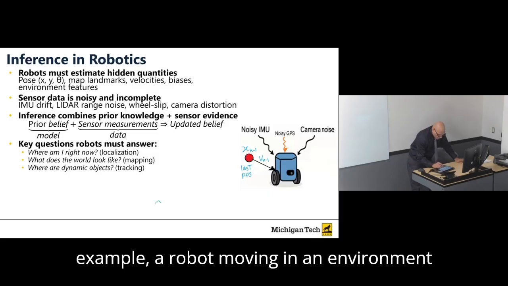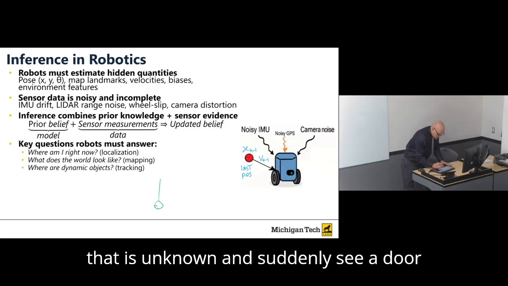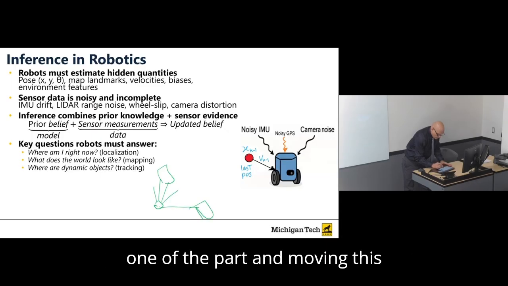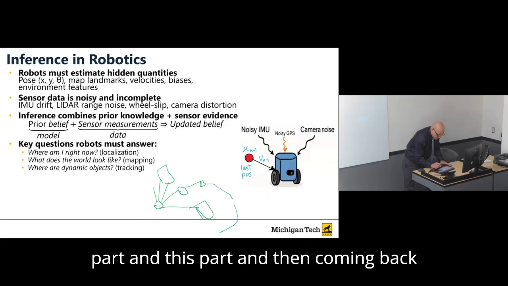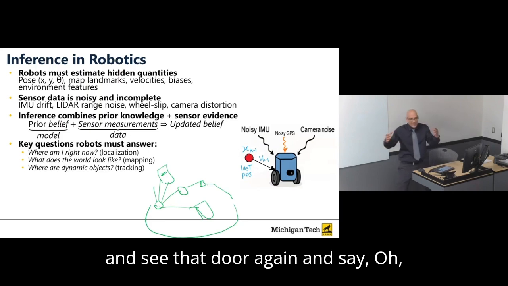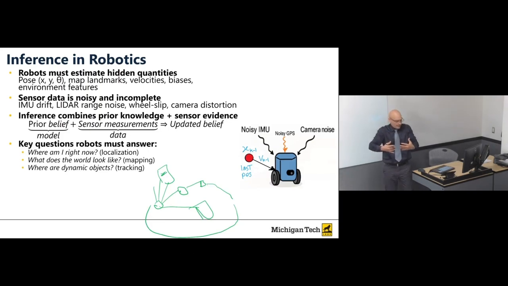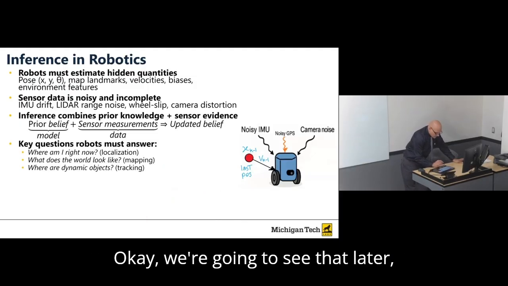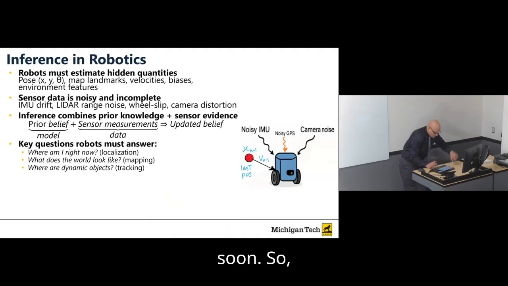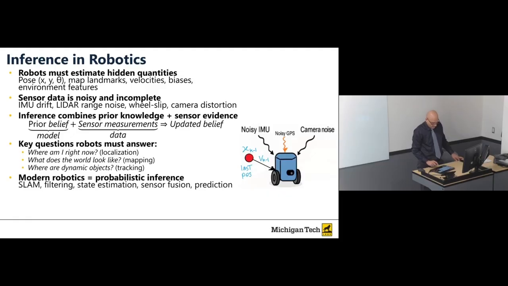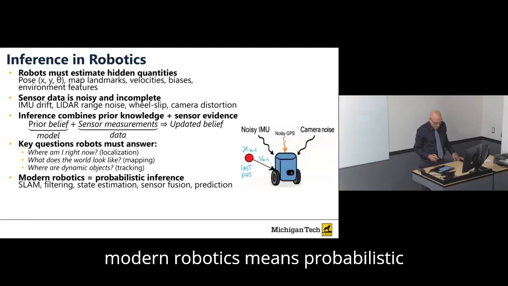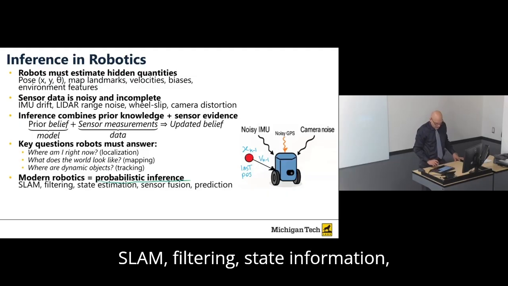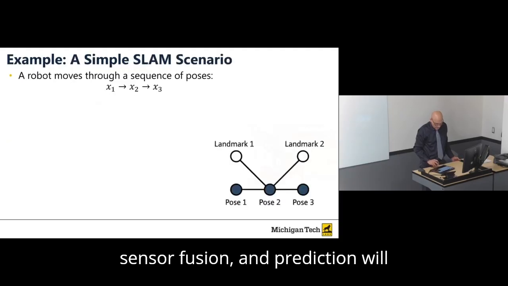So for example, a robot moving in an unknown environment suddenly sees a door here. Consider that as one part, and moving to this part and this part, and then coming back and seeing that door again and saying, oh okay, connect everything together. That becomes a map. This is called SLAM. SLAM works based on that. We're going to see that soon. As I said, modern robotics means probabilistic inference, and SLAM, filtering, state estimation, sensor fusion, and prediction all become that.